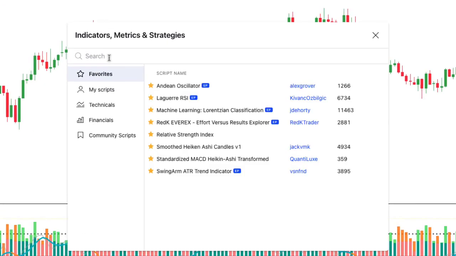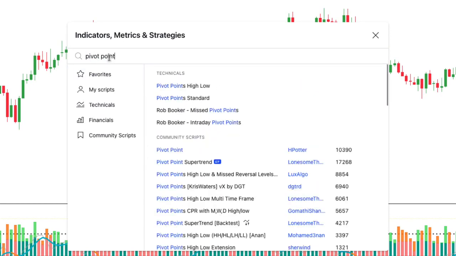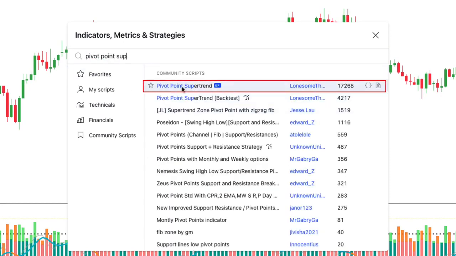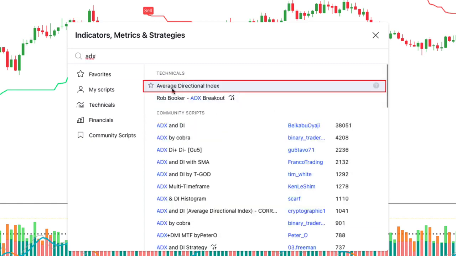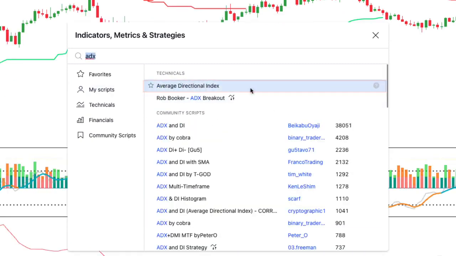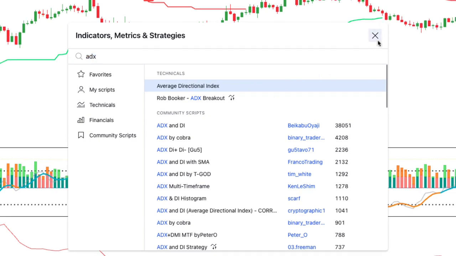Navigate to the Indicator tab and search for the Pivot Point Super Trend Indicator. Select the indicator made by Lonesome the Blue and add it to the chart. The second indicator we will be adding to the chart is the ADX indicator. Search for the ADX indicator, select the indicator made by TradingView and add it to the chart.